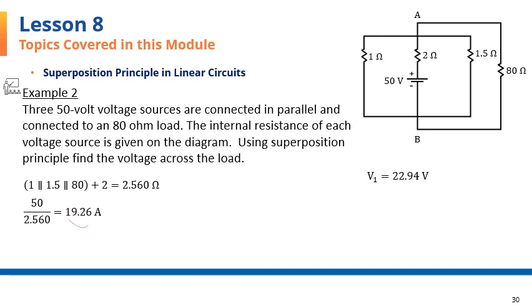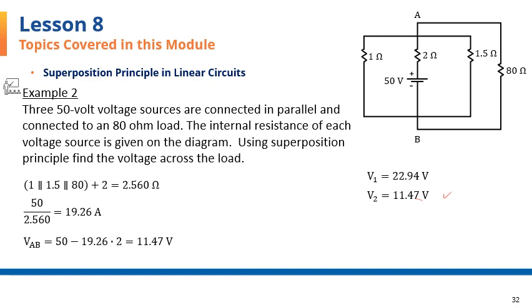Again, multiplying this current by the 2 ohm resistor will give me the voltage drop here, which I can then subtract from the 50 to get the VAB for this case. And that's done here. 50 minus 19.26 amps times 2 ohms gives me 11.47 for VAB. And let's call that one V2 and record that here.